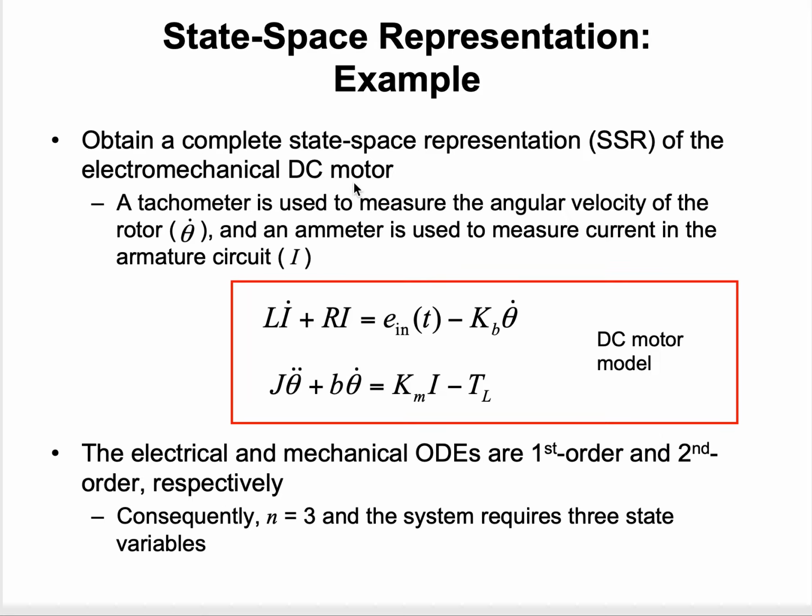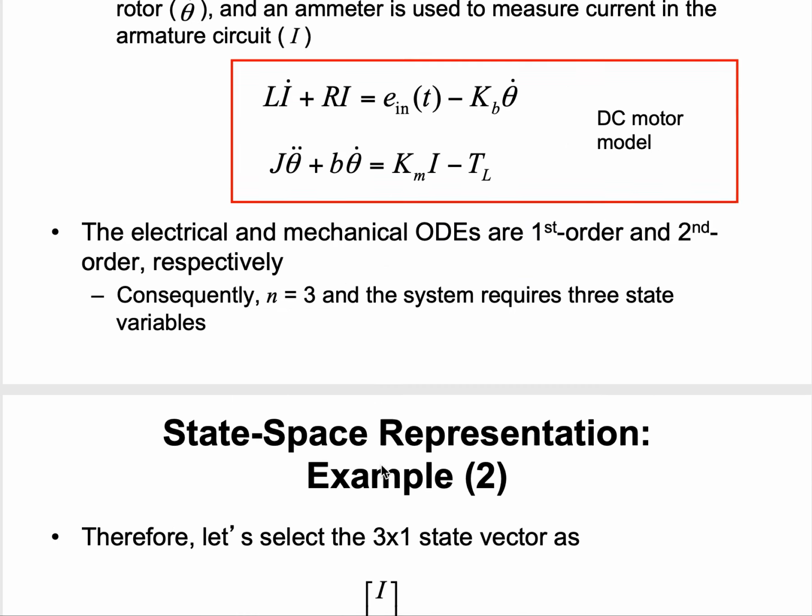This is the DC motor example. In state space representation we can show it because it's a linear differential equation with constant coefficients, so we can put it directly in state space representation. We need 3 state variables because that's a second order and that's a first order equation. They are coupled. In the mechanical equation we have the electrical variable current, and in the electrical equation we have the mechanical variable angular velocity of the rotor. So they must be solved together. That's a third order system, so n is equal to 3. So we need 3 state variables.